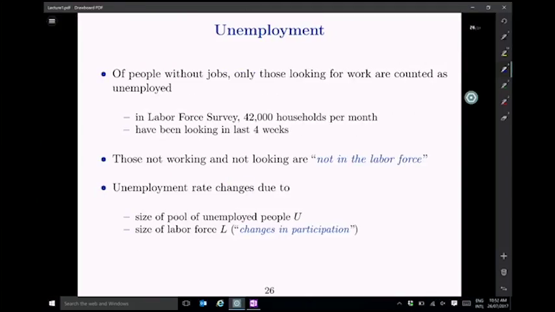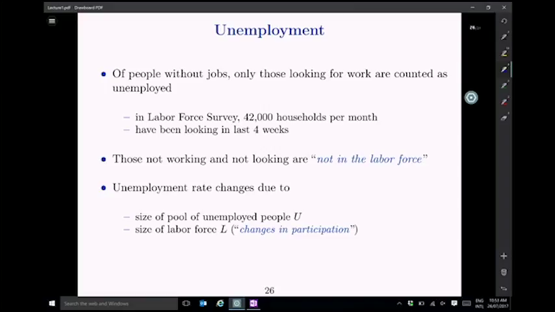The last thing that we want to discuss today is this definition of unemployment. I mentioned briefly that unemployment is defined as people who are not working, who don't have a job, but who are actively looking for a job. So this is hard to get statistically, right?